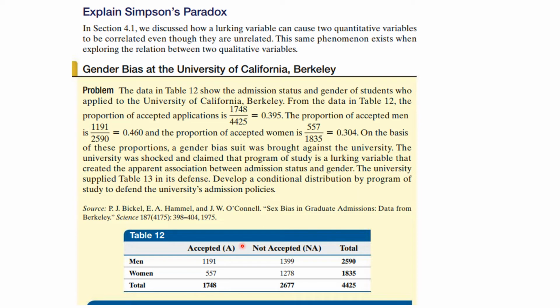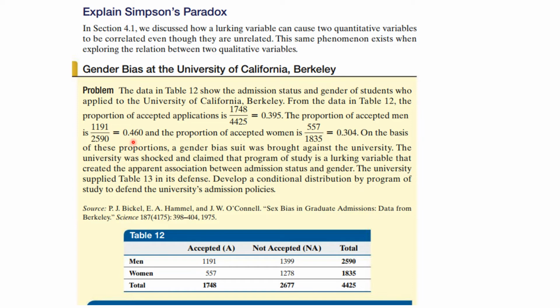Okay, so down here are some numbers that you have. And here are men, here are women, and these are the totals. This is the people that were accepted, not accepted, and so on and so forth. Well, when you start looking at this, you can see that the proportion of accepted applicants was 1748 over 4425, which is 39 and change percent. But the men were 1191 divided by 2560, and so that was 46%. And the women were, if you look at the numbers, 557 divided by 1835, and that is just a little better than 30.